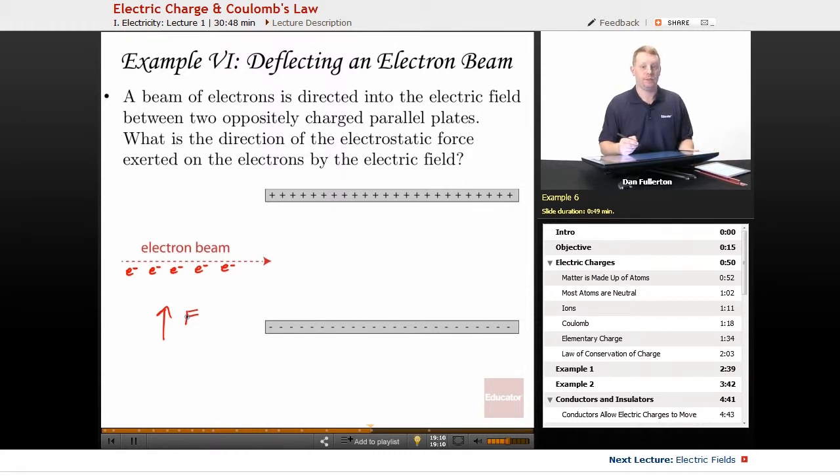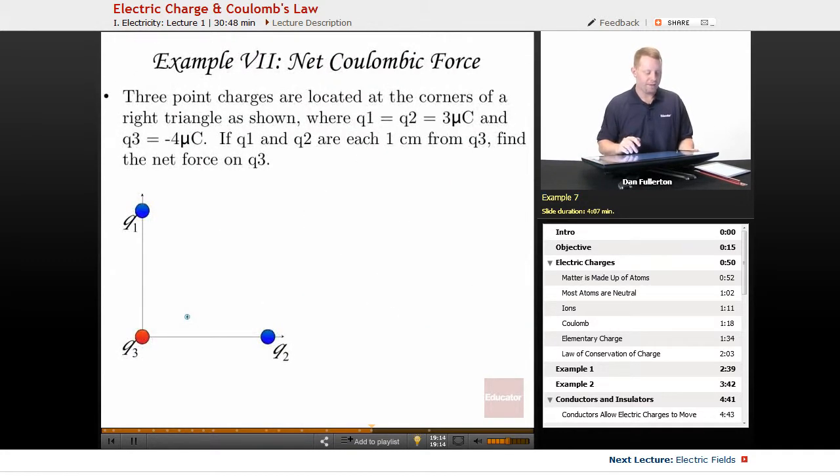Let's see if we can't put this together into a slightly more involved problem. We have 3 point charges located at the corners of a right triangle as shown, where Q1 and Q2 are both 3 microcoulombs, 3 times 10 to the minus 6 coulombs, and Q3 is minus 4 microcoulombs. If Q1 and Q2 are each 1 centimeter from Q3, find the net force on Q3.